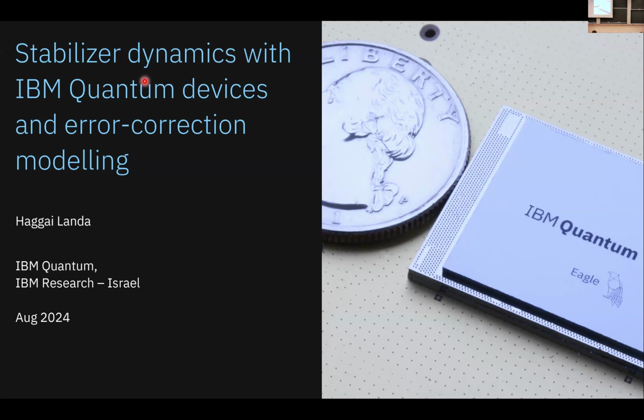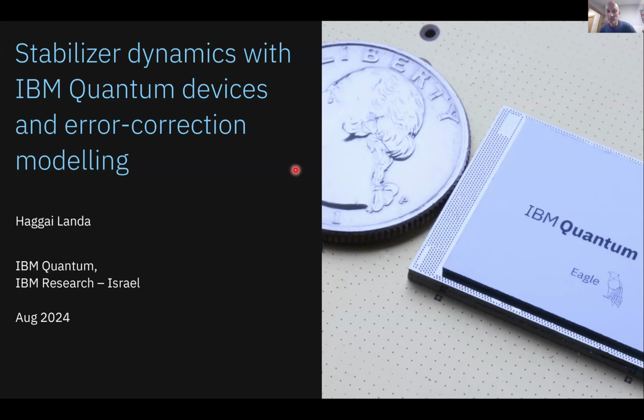All right, so the next talk is from Haggai Landa from IBM Quantum, who unfortunately can't be here in person after all, who's going to tell us about stabilizer dynamics with IBM quantum devices and error correcting modeling. So over to you, Haggai. You got 25 minutes, then we'll have 5 for questions.